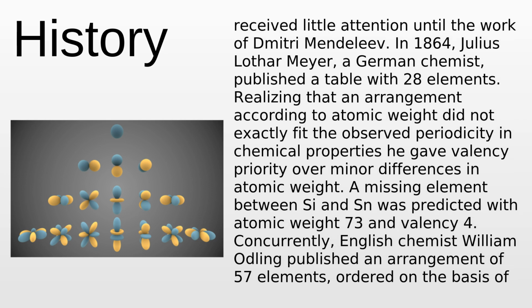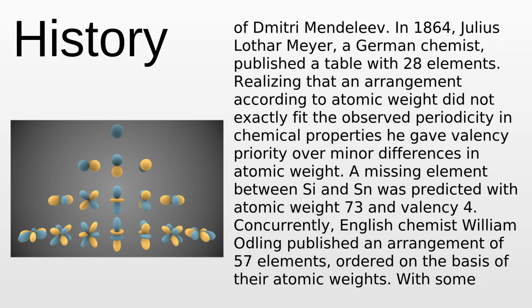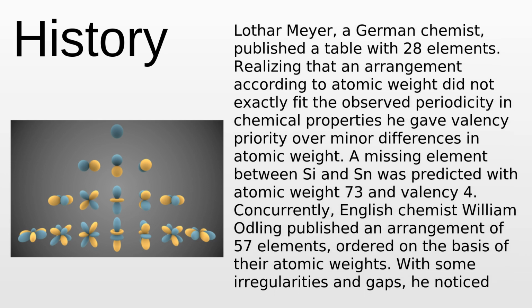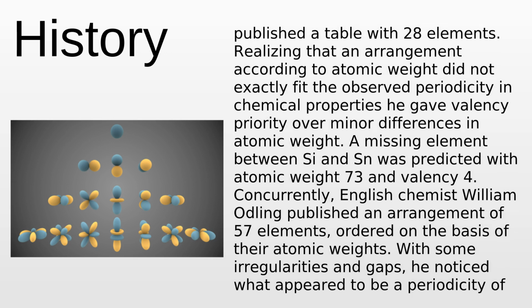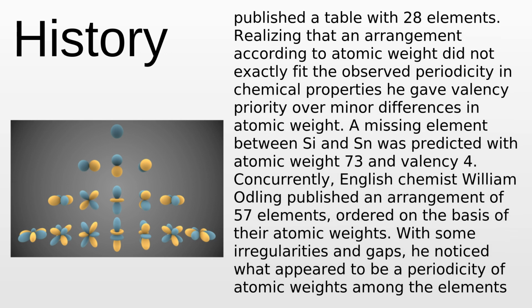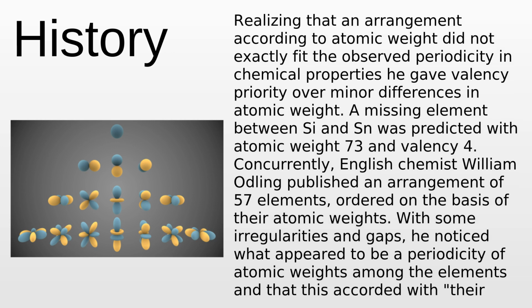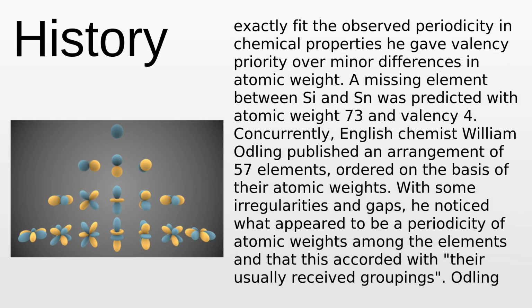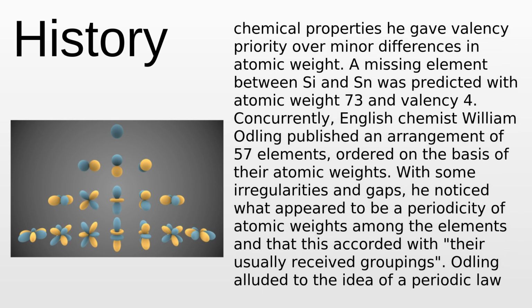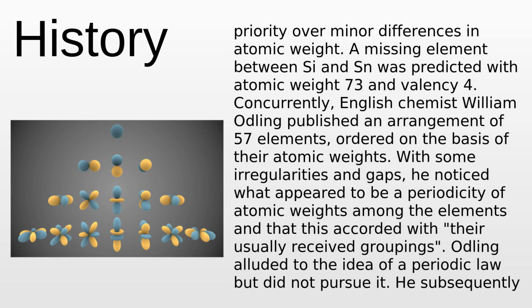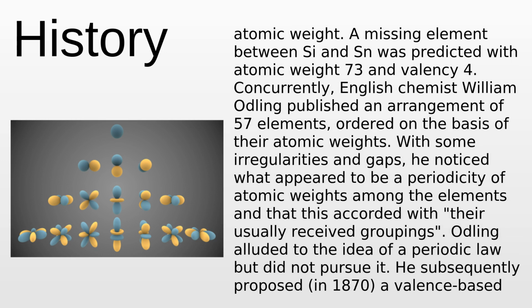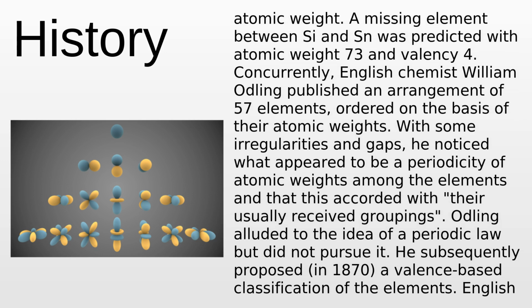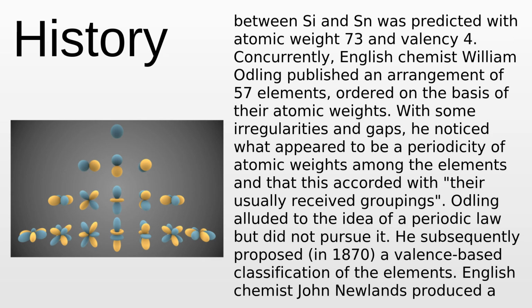In 1864, Julius Lothar Meyer, a German chemist, published a table with 28 elements. Realizing that an arrangement according to atomic weight did not exactly fit the observed periodicity and chemical properties, he gave valency priority over minor differences in atomic weight. A missing element between C and Sn was predicted with atomic weight 73 and valency 4.